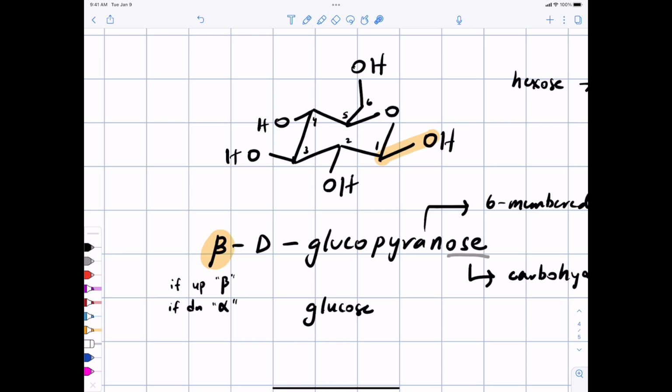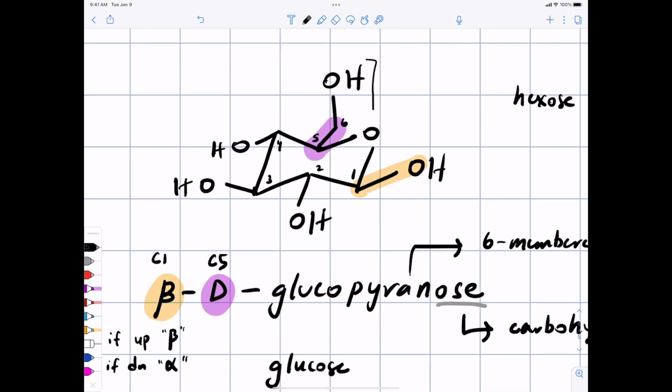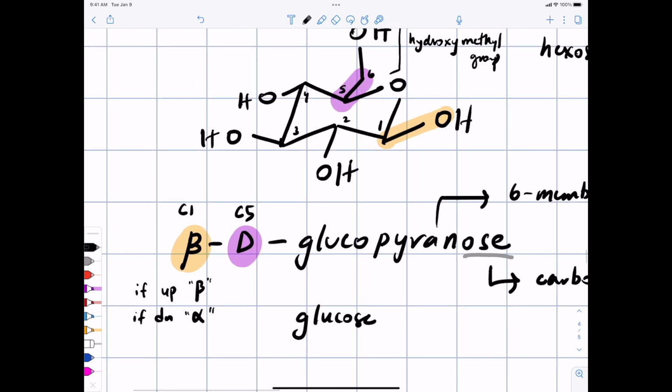It's a good question. All right, D refers to stereochemistry at carbon 5. Sorry, it's not carbon 6. We will call this whole thing, carbon 6 and its OH group, CH2OH. The term for that is a hydroxymethyl group. So if the hydroxymethyl group is up, it is a D sugar. If the hydroxymethyl group is down, it is an L sugar.